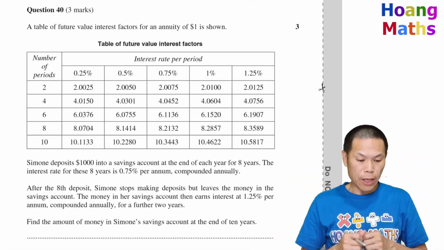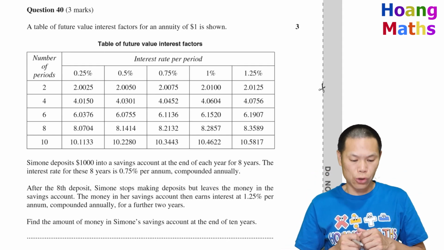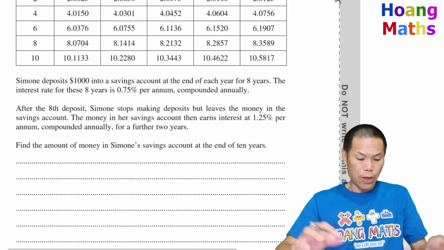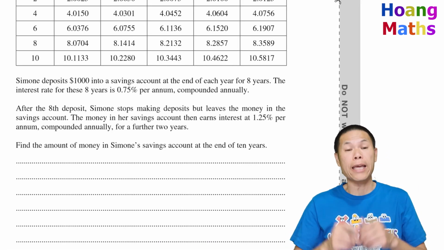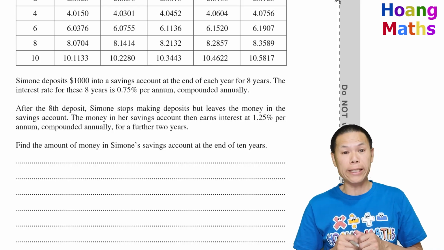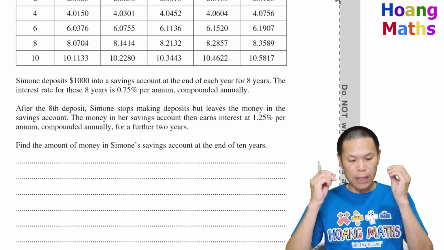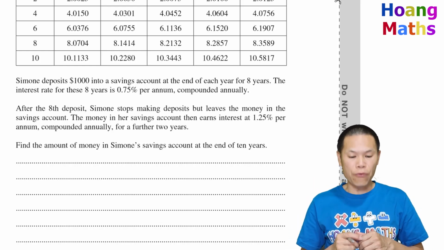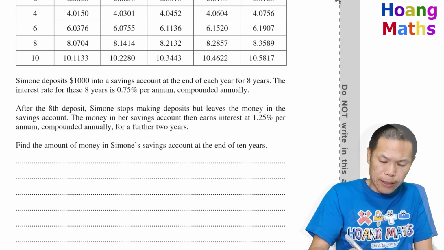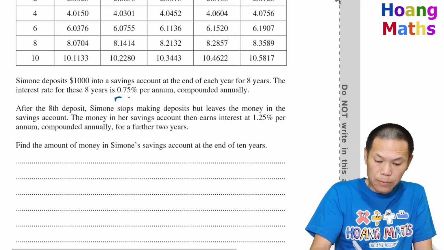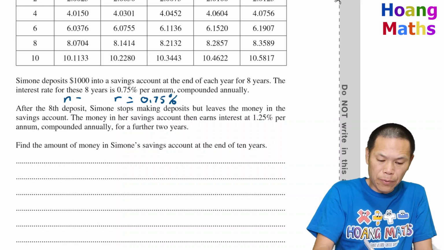Question 40. A table of future value interest factor for an annuity of $1 is shown. Simon deposits $1,000 into a savings account at the end of each year for 8 years. The interest rate for these 8 years is 0.75% per annum, compounded annually. So this means that R is 0.75% and N is 8.